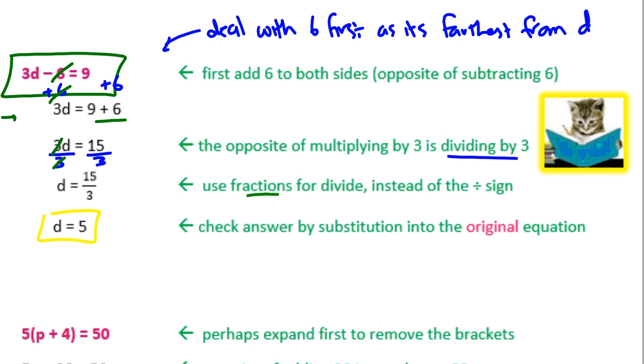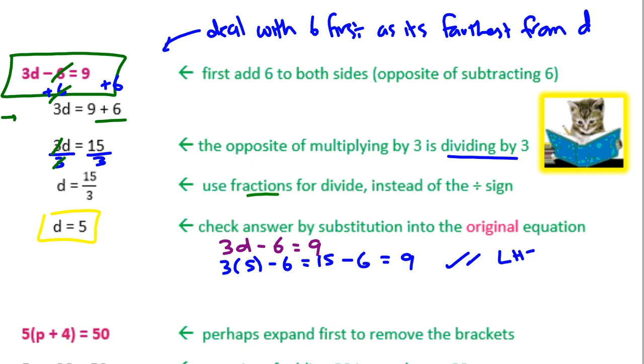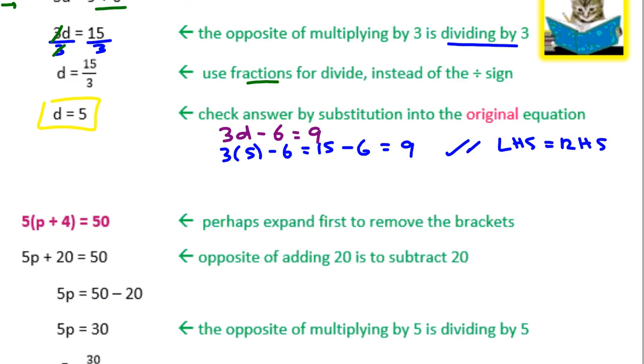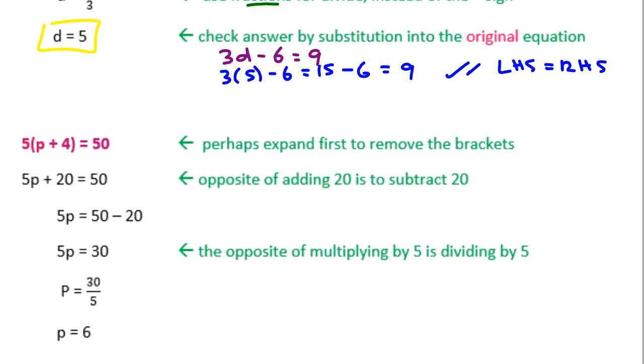Check your answer by substitution. So checking your answer by substitution, you've got 3d minus 6 equals 9. So sub it in, and you've got 3 times 5 minus 6. And what does that equal? That is 15 minus 6, which equals 9. Okay, great. Left-hand side equals the right-hand side. Fabulous. And we've got one more to go.